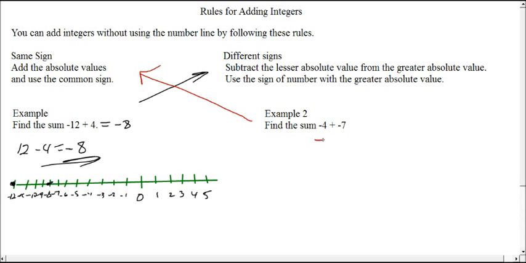So here we're just taking 7 plus 4 is equal to 11, and the common sign is negative, so that would be a negative 11. So again, we can go back in, construct a number line to check, and we'll let that be 0.